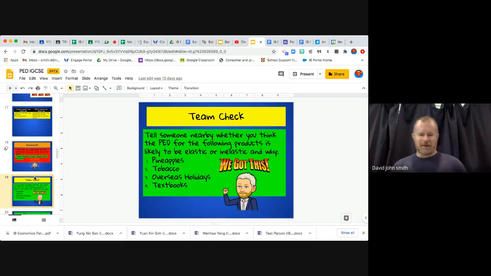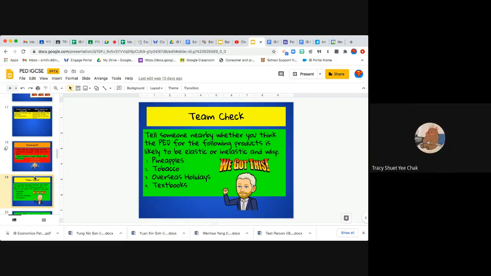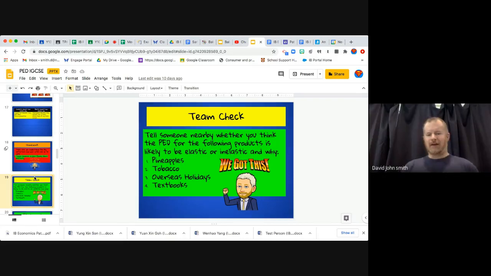Tobacco. Now, when we say tobacco, not everybody understands what I'm referring to, so I'm going to say cigarettes. Do we consider cigarettes to be more elastic, as in more responsive, or more inelastic? Very inelastic. They're extremely addictive. And because they're addictive, people are going to pay for them regardless of the price. Well done. Rock stars.